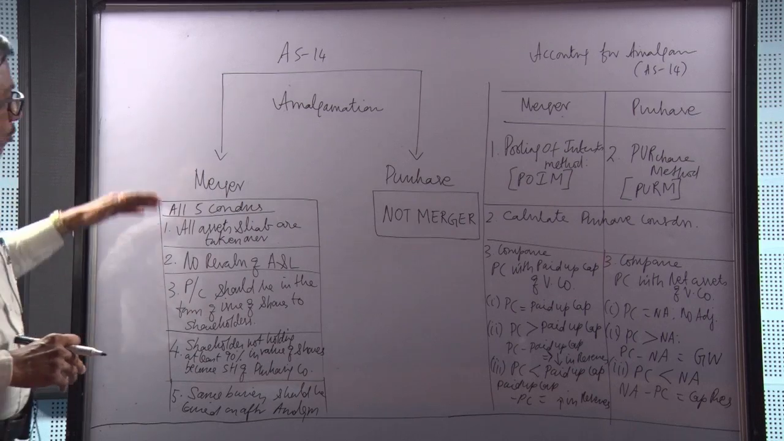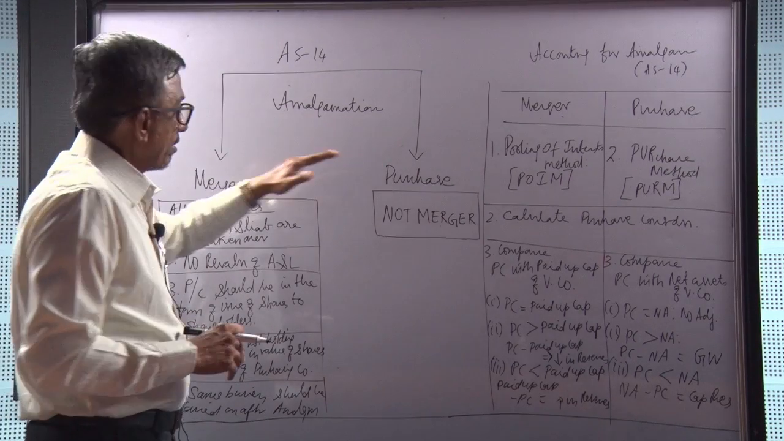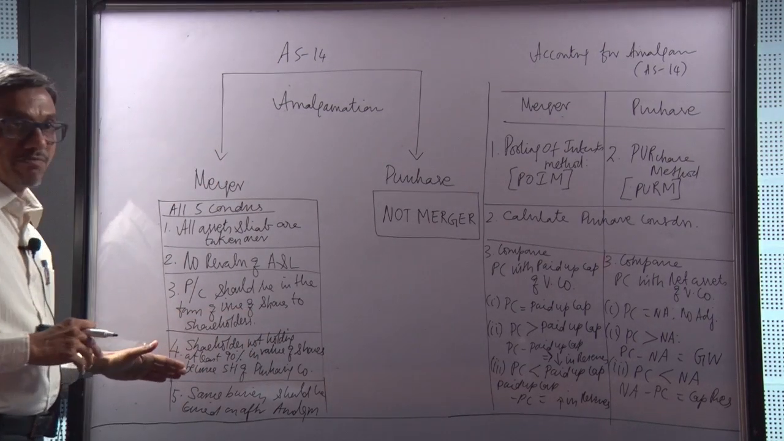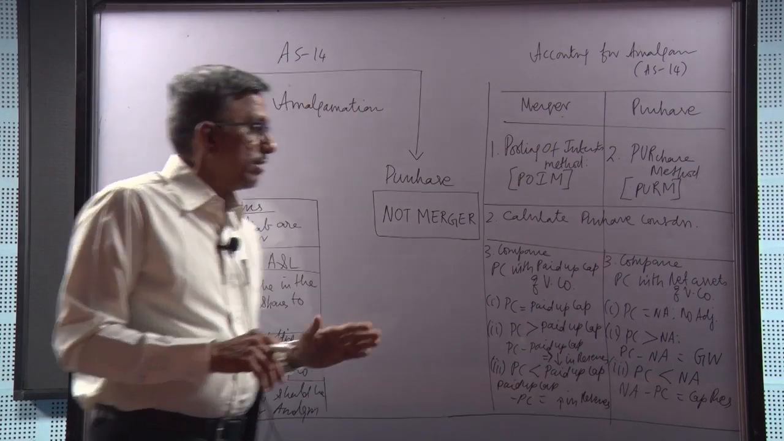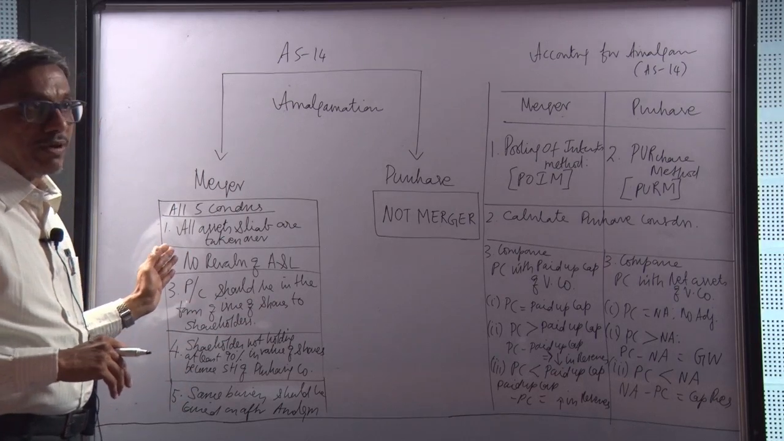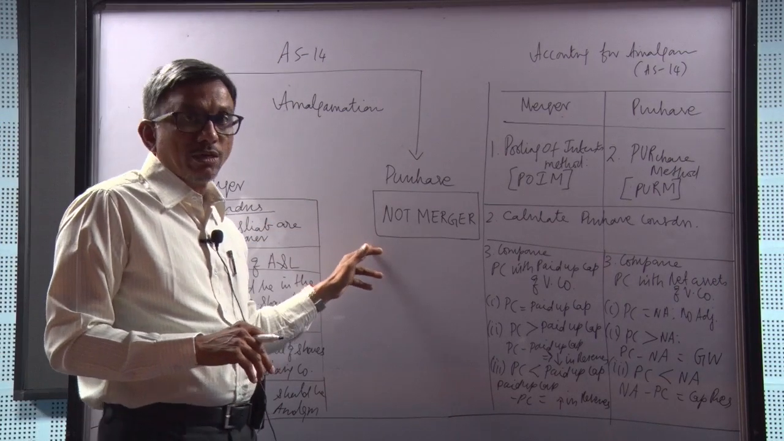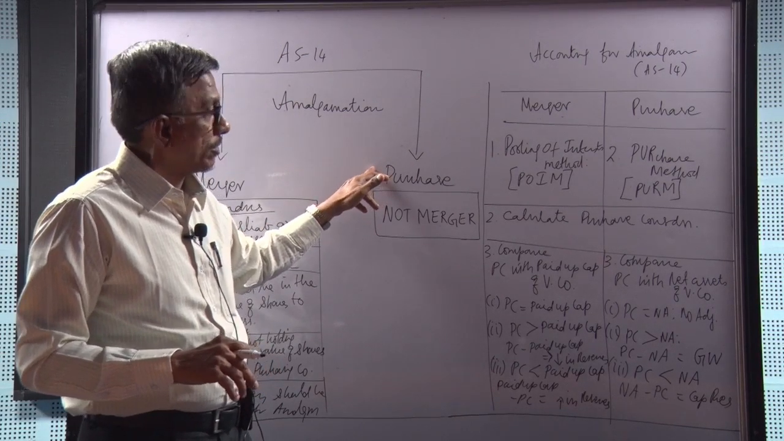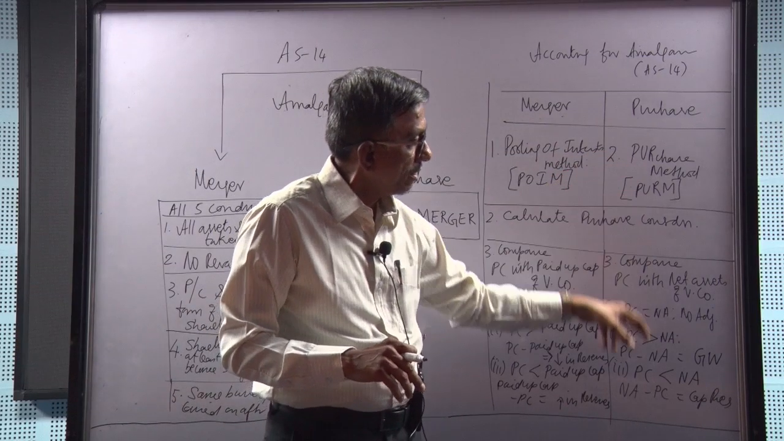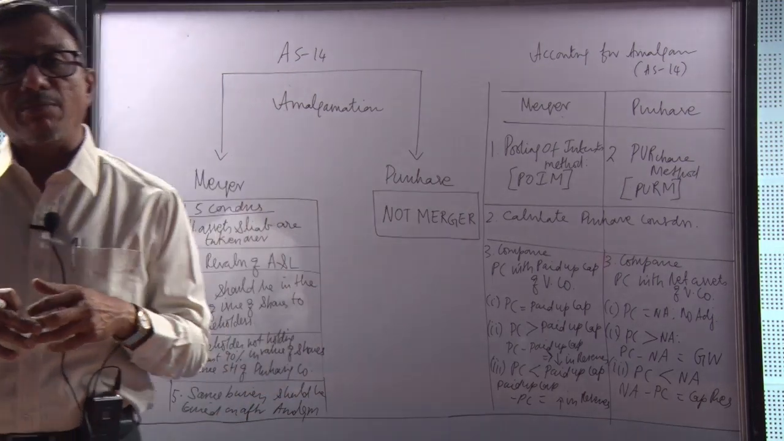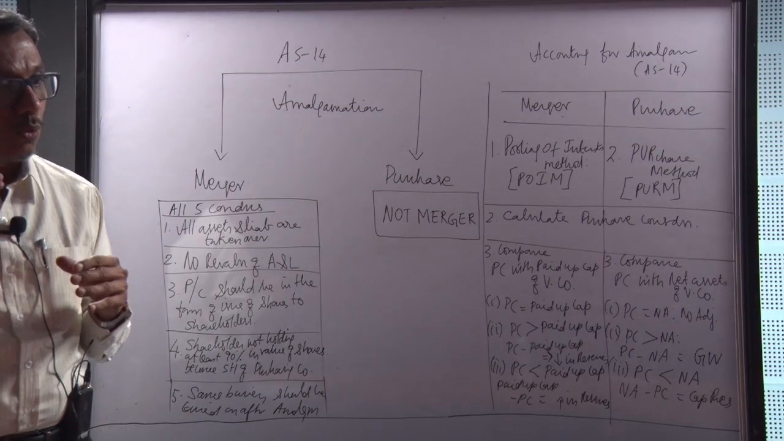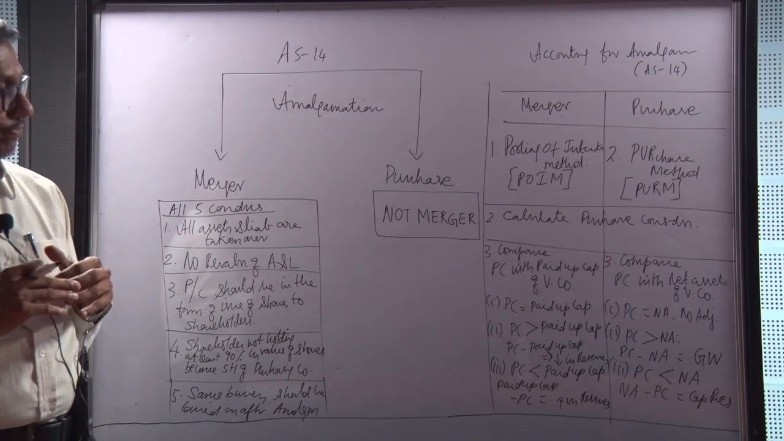AS 14, it could be merger or purchase. If all 5 conditions are satisfied, it is a merger. Follow the pooling of interest method in this manner. Even if one condition is not satisfied, that means it is not a merger. You have to follow the purchase method. Then you have to follow this. In addition to that, in the case of amalgamation in the nature of purchase, one more adjustment we have to do.